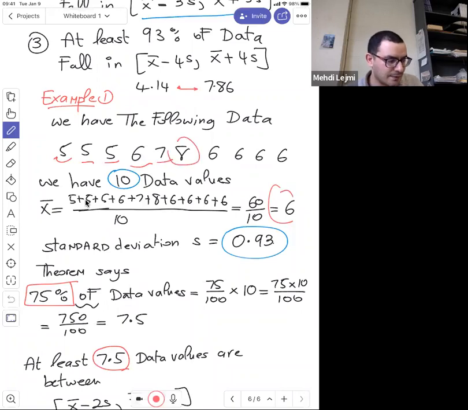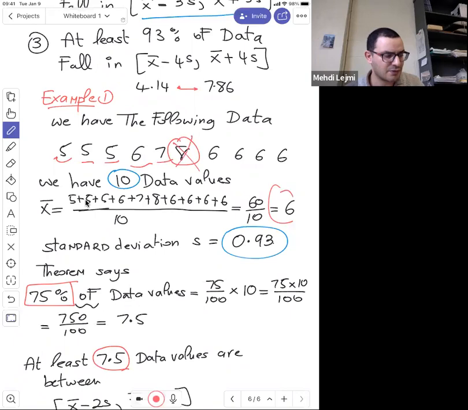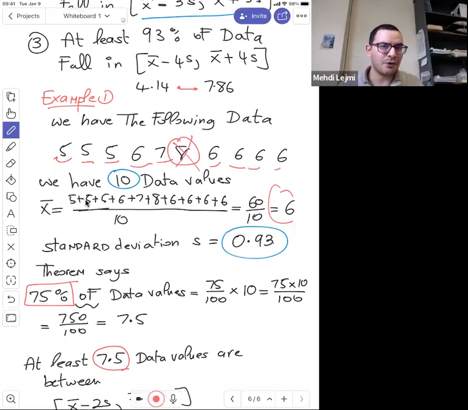Now, 8, is 8 between 4.14 and 7.86? No, right? It's larger than 7.86. So 8 is not between these two numbers. 6 is between the two numbers. So actually, not just 7.5 numbers are between 4.14 and 7.86. Actually, in this data, 9 numbers, not just 7.5, but actually 9 numbers.